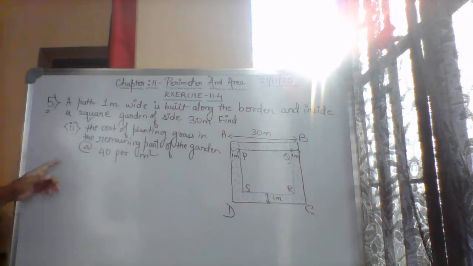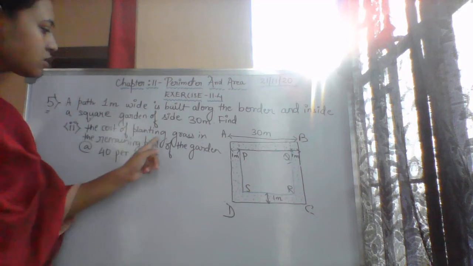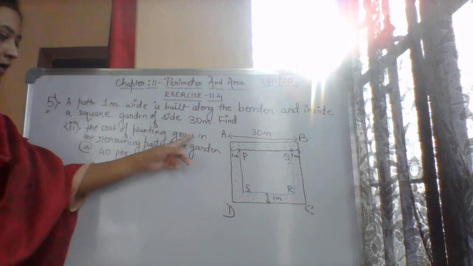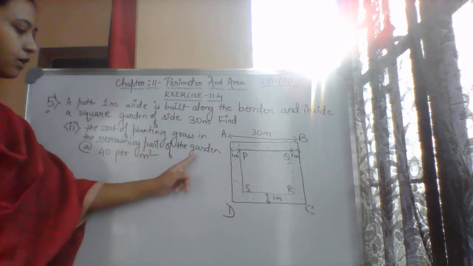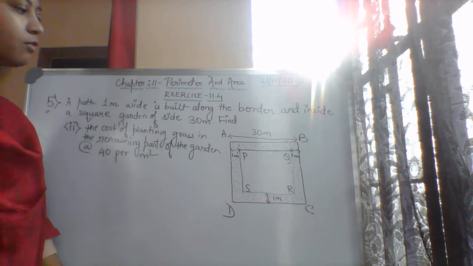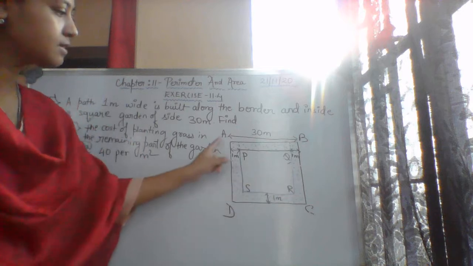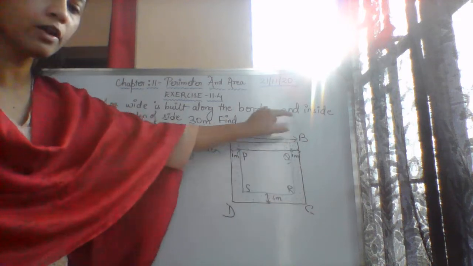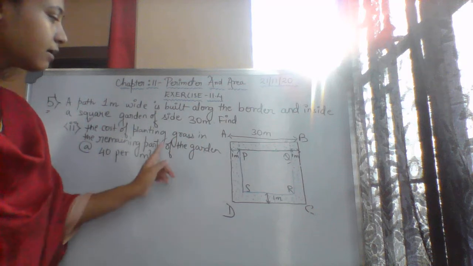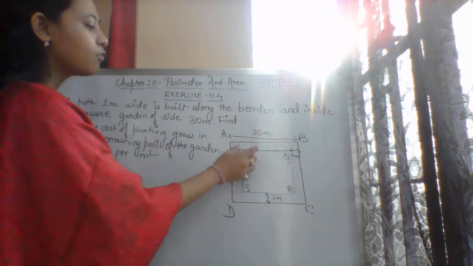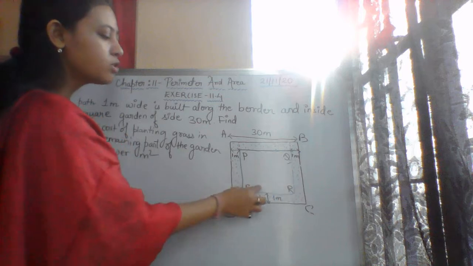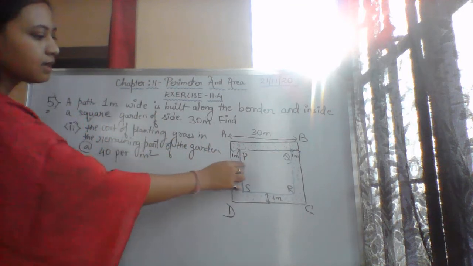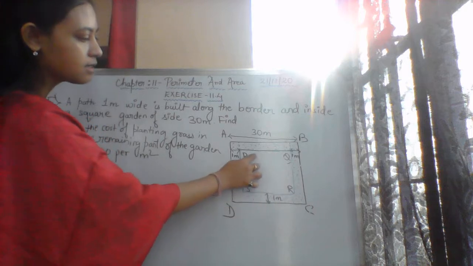So our next question is, find the cost of planting grass. Now we want to plant grass in the remaining part of the garden. So when we make a path, this is the total garden, and here we are making the path. So here we cannot plant trees or grass. So where will we plant? In the remaining portion only. Okay, so we are going to plant grass in the PQRS region.